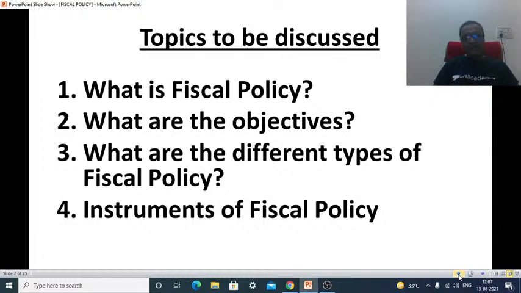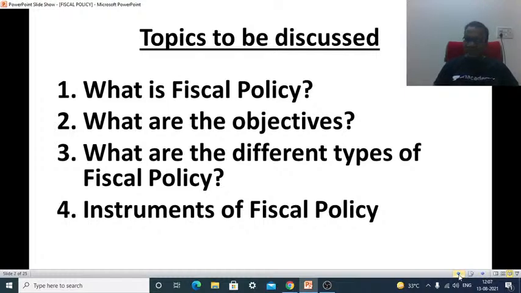So, how does the government achieve the objectives of this contractionary and expansionary fiscal policy? What will the government do in case of this expansionary and contractionary fiscal policy? That is where we say instrument of fiscal policy. What are the instruments of this fiscal policy?